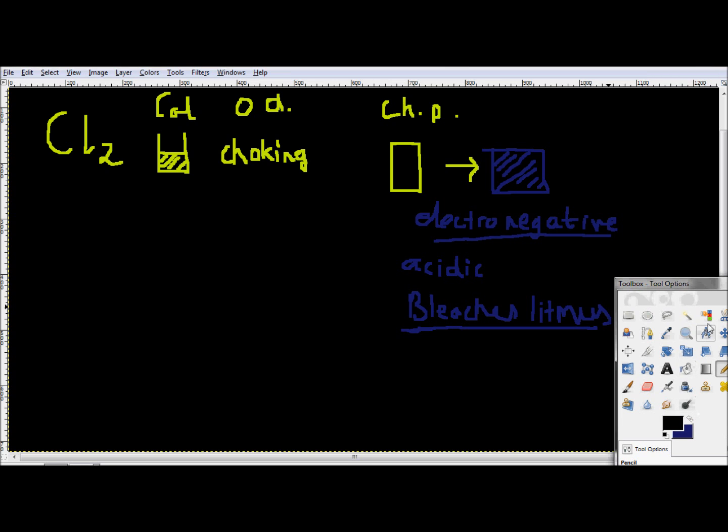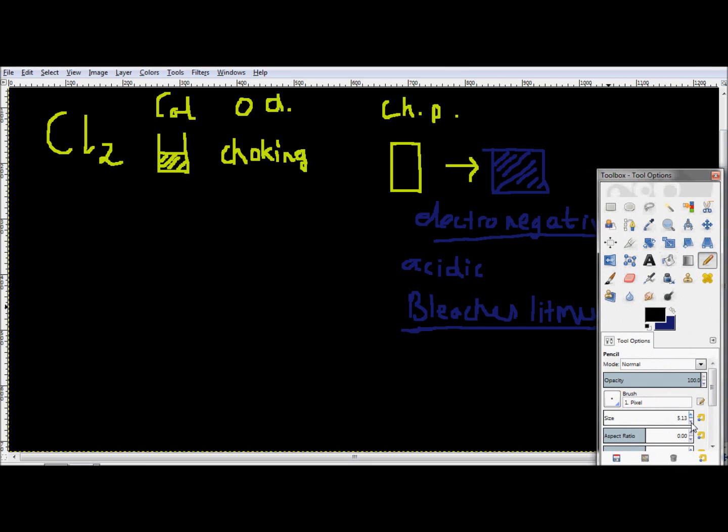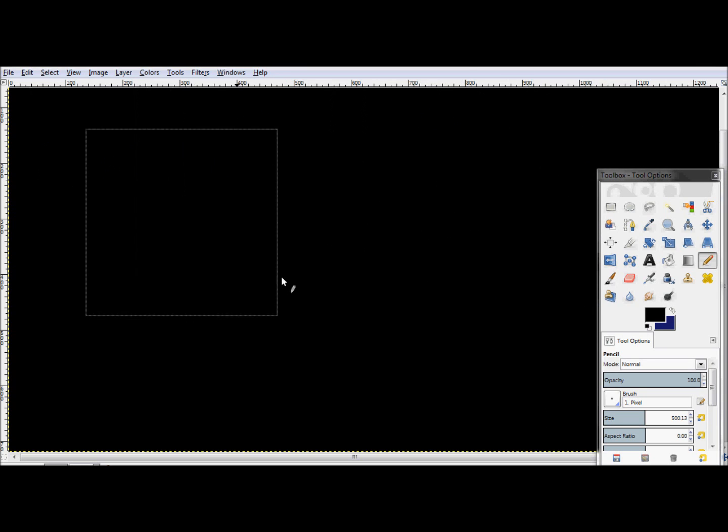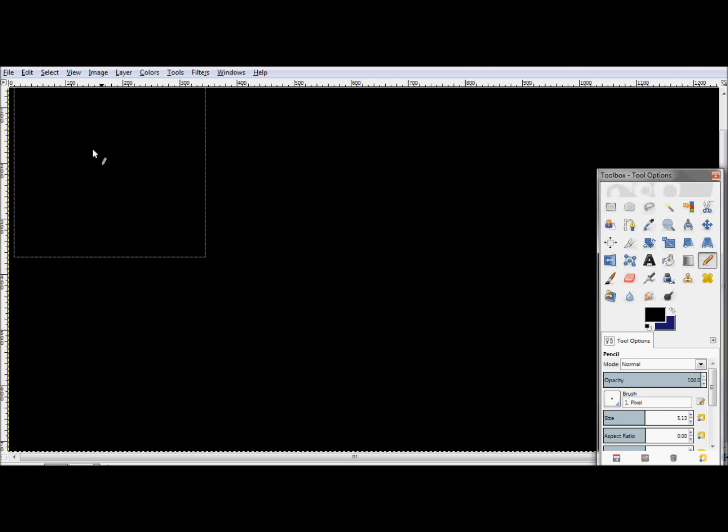It's pretty short, and the good thing about it is that you can figure out that it's chlorine just by looking at the color. Greenish yellow, no other gas, at least in your syllabus, has that color. So it's unique in that way. And also starch iodide paper.